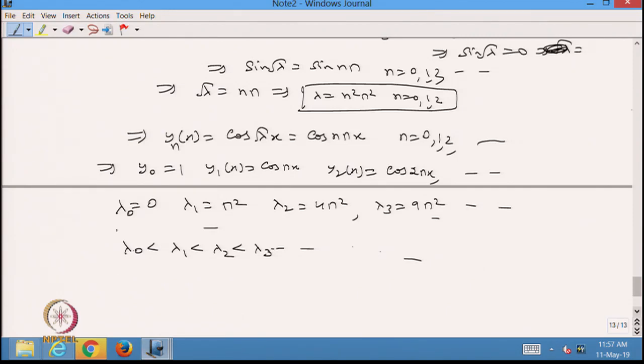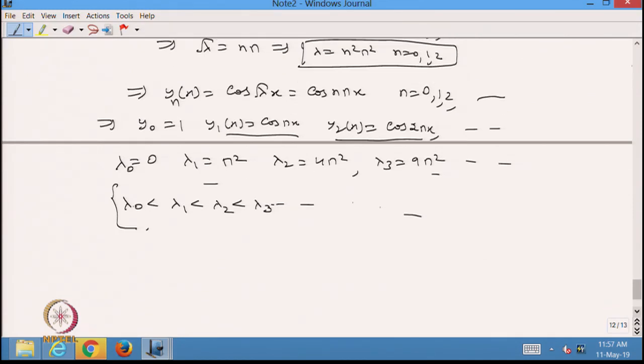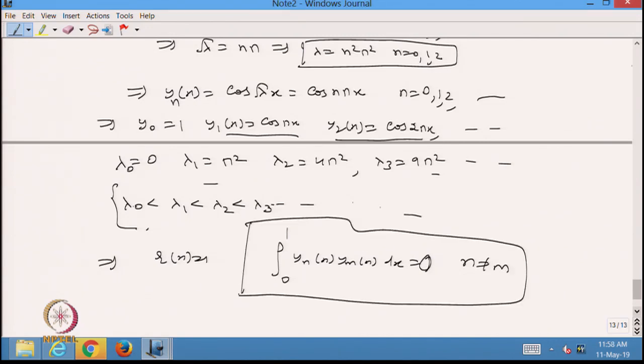So, this is true for this case, and then we can also show that the eigenfunctions corresponding to the different eigenvalues are orthogonal. In this case my r x is 1. So, I can check that from 0 to 1, if I take the integration of any y n x and any y m x dx, then its value will always be 0 when n is not equal to m. So, this is my orthogonality property, and that we can verify.